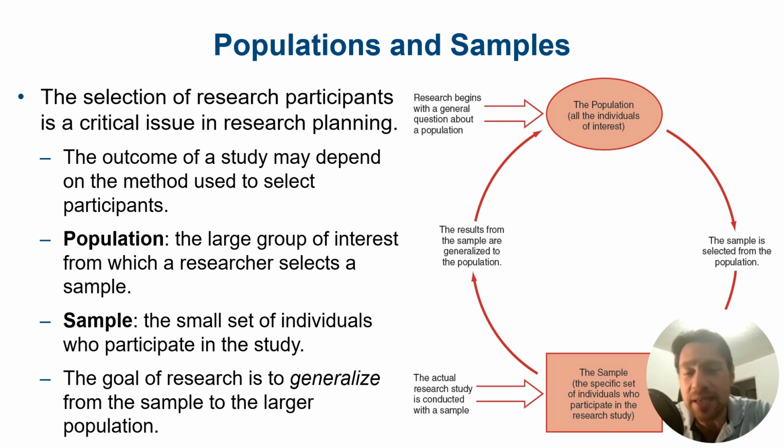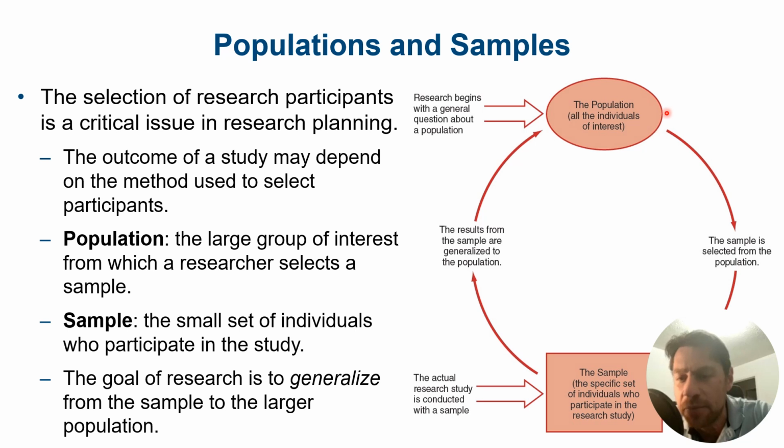So you have to take a small sample of manageable size from that population, perform your experiment on that sample, and then the goal is to generalize the findings from the sample to the population that you care about. So here on the right is a schematic of that process.